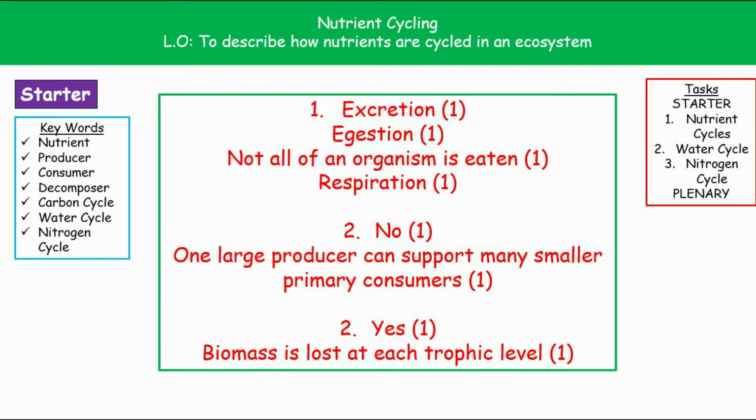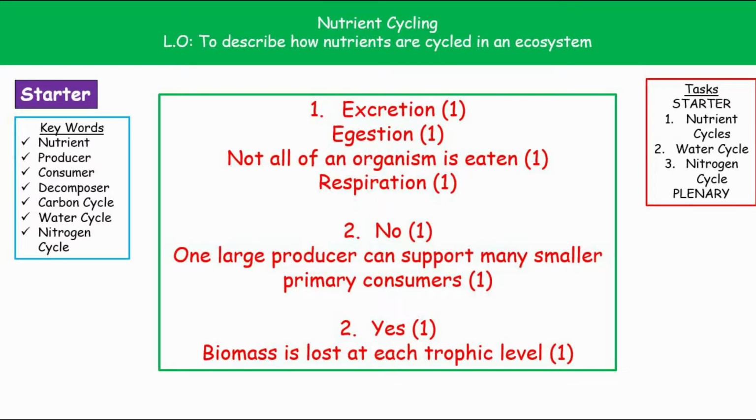Let's mark those answers then. So for question 1, we were looking at different ways that biomass could be lost from a food chain. So you can give yourself a mark for any of these that you got right there. Excretion, egestion, not all of the organism being eaten, or respiration. If you described either of those processes that we've just used the word excretion or egestion for, then that would also be fine in most cases.